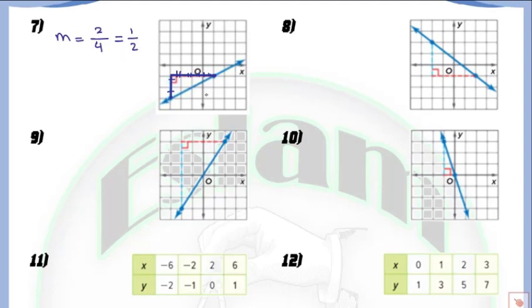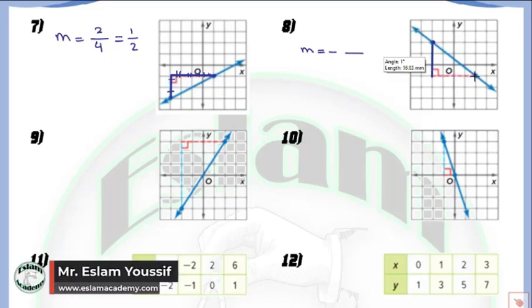The same in question number 8. You will find that in number 8 the line is going down. It means the slope now will be negative. Now draw the line which is joining the 2 points. That will be the first point, and that is the second point. Draw the right angle triangle joining the 2 points.